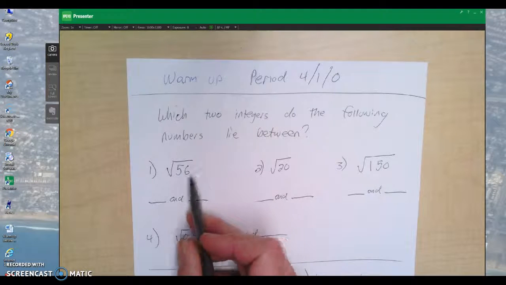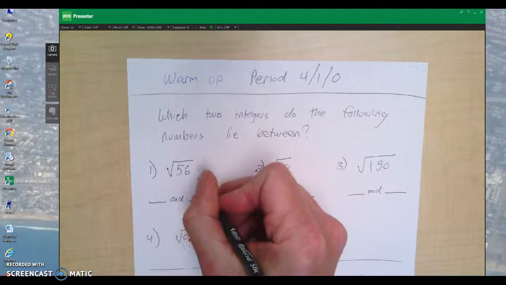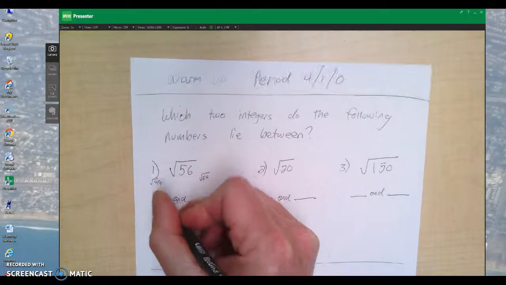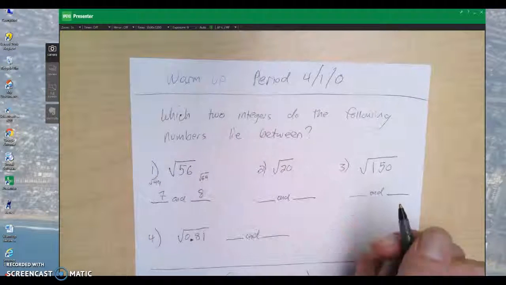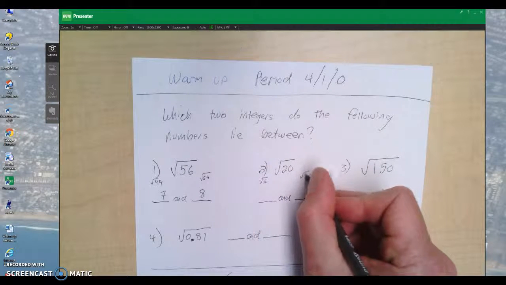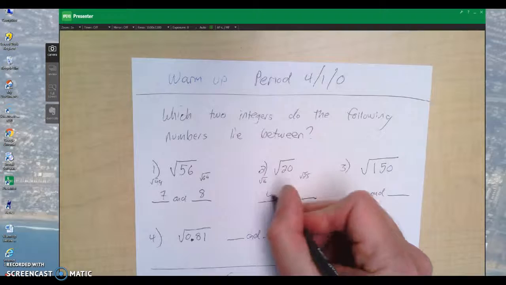56 falls between which 2 perfect squares, and I hope you recognize that it became between the square root of 49 and the square root of 64, so it's between 7 and 8. The square root of 20 is between the square root of 16 and the square root of 25, so the 2 integers it falls between is 4 and 5.